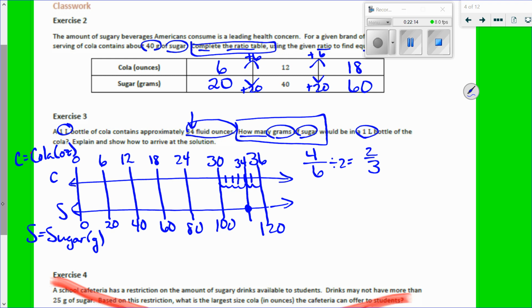Is what? I don't want the answer. I want the interval between 100 and 120. How far is it from 100 to 120? So 100 plus 4 equals 120. 100 plus 4 equals 120. It's 20. 100 plus 20 equals 120.